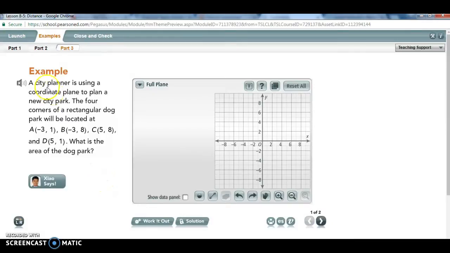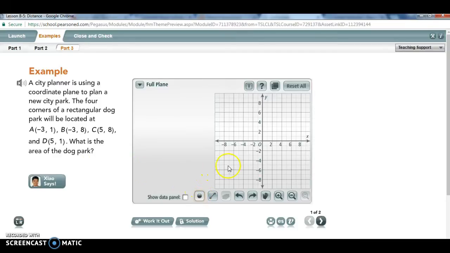Moving on to part 3. A city planner is using a coordinate plane to plan a new city park. The 4 corners of a rectangular dog park will be located at A (-3, 1), B (-3, 8), C (5, 8), and D (5, 1). What is the area of the dog park?